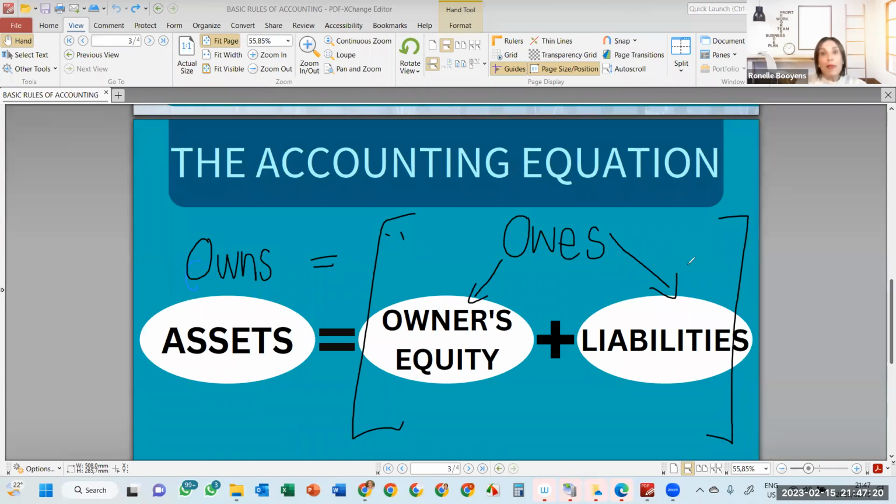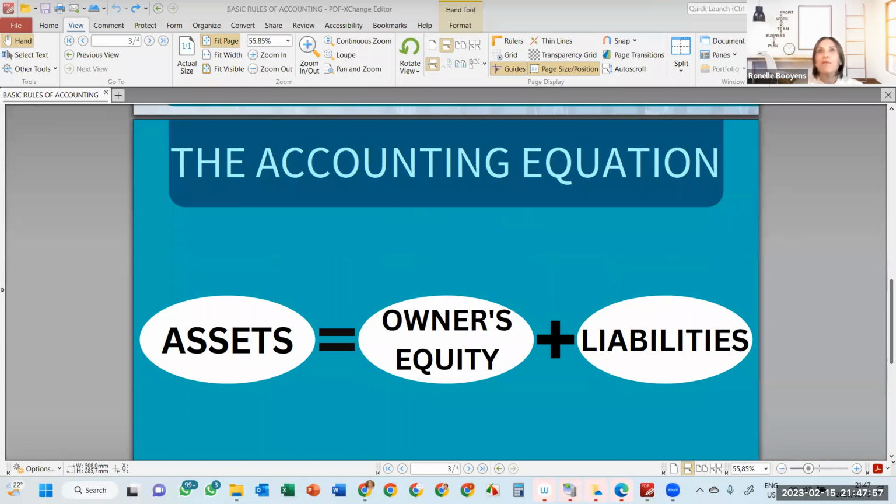Now, when our business owes money to another person or a business which is not the owner, we call that institution or that element a liability. So that's what the accounting equation is about: what the business owns or has is equal to what the business owes, either to the owner of this business or to outside parties. I hope that cleared a couple of things up for you.